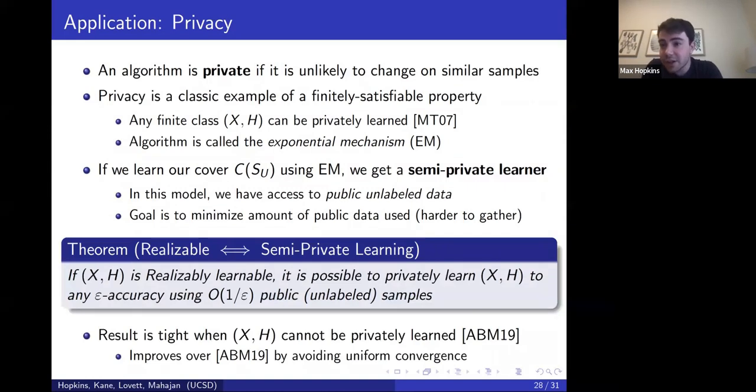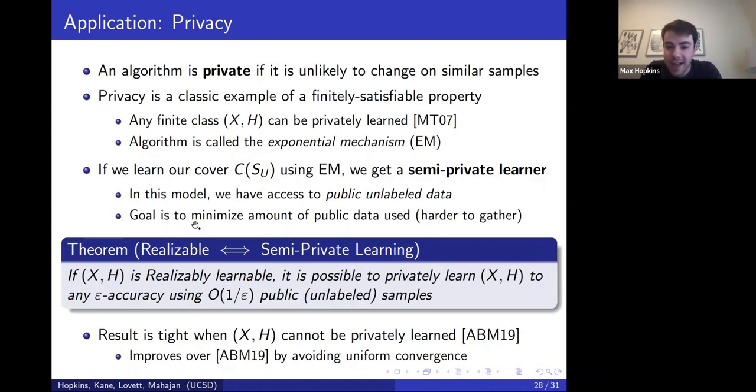And I claim that from our reduction, you immediately get the following theorem, at least combined with known work on sample complexity of realizable learning. I claim that if XH is a realizably learnable class, then it is always possible to privately learn XH up to any epsilon accuracy using about 1/epsilon public unlabeled samples. So for instance, if I want to privately learn a threshold, which would normally be impossible to privately learn, and I want to learn this to 1% error, and I have about 100 public samples, I can do this privately. Other than these 100 public samples that will get revealed, I can learn this fully privately, which I think is nice. And I'll note that this result is tight.